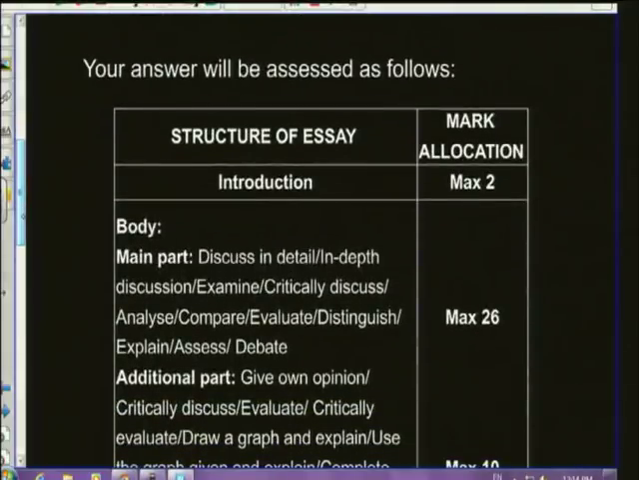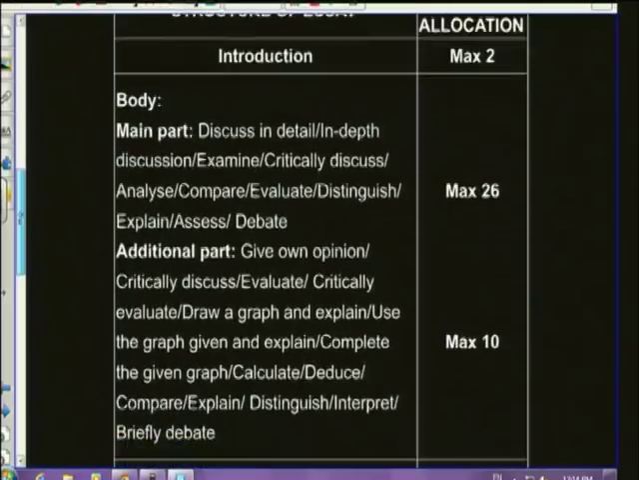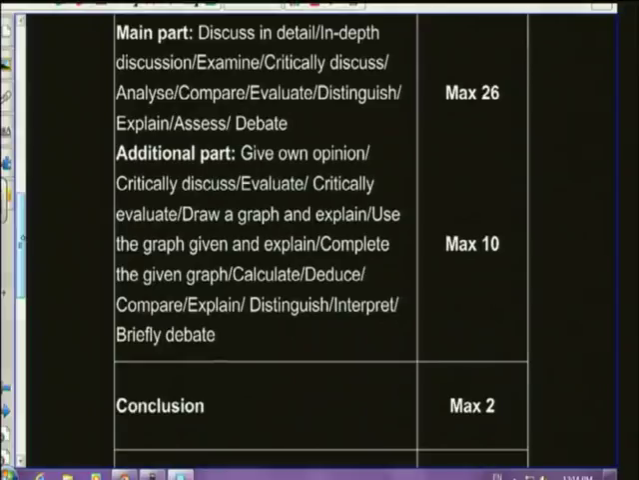At the start of each one of these essay questions, you will find a table that gives you a guideline on what exactly they expect you to do in the essay and how the marks will be allocated. And this is what the table looks like. It indicates the structure of the essay. Every essay should start with an introduction for a maximum of 2 marks, and this would usually be a definition or an explanation of the topic that the essay is about. The body is usually divided into 2 parts, the main part and the additional part, and they show you the mark allocation for that as well. The main part will usually be for 26 marks and the additional part for 10 marks.